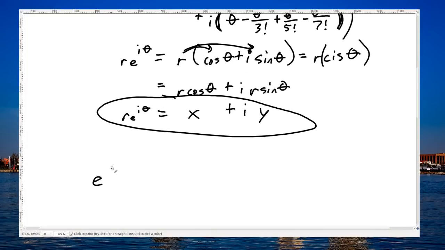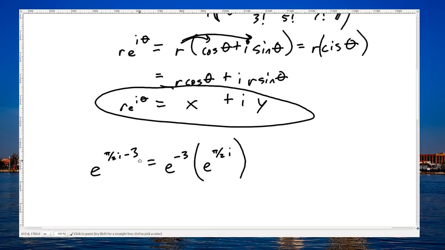I'm going to use this to calculate two things. Let's take e to the pi over 2 i minus 3. And to do this, well, first thing we notice is that we don't have it in the right format. We don't have it as r e to the i theta, but you can always get that because you just split up the imaginary and the real parts. So e to the negative 3 would be the real part. e to the pi over 2 i would be that imaginary part.